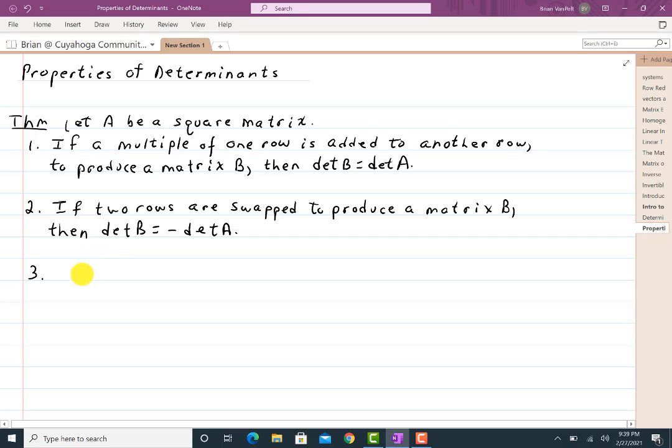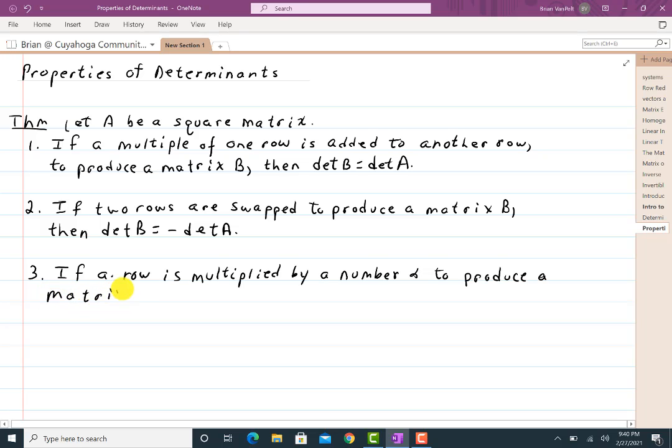Finally, if a row is multiplied by a number alpha to produce a matrix B, then the determinant of B is alpha times the determinant of A. So if you multiply one row by some scalar, then you multiply the determinant by that same scalar. Just a row, not the whole matrix.